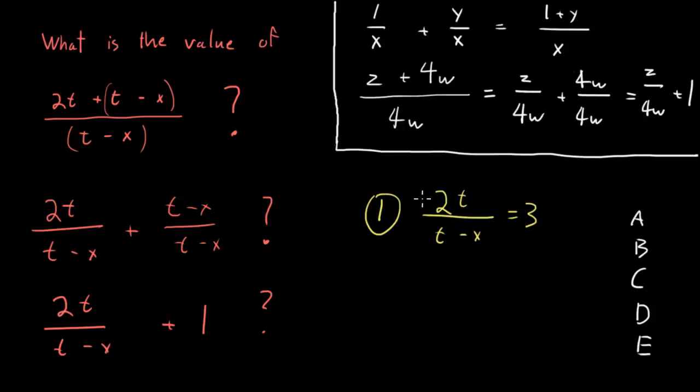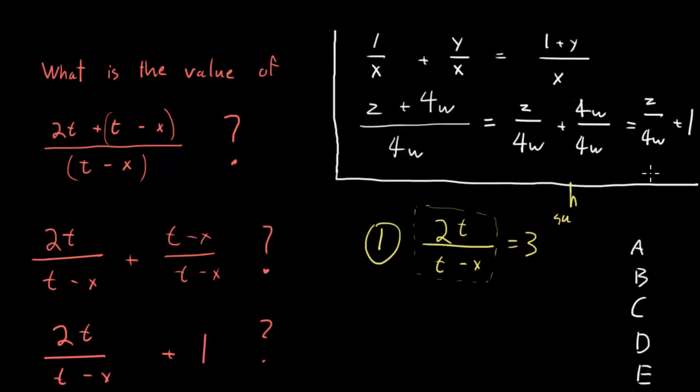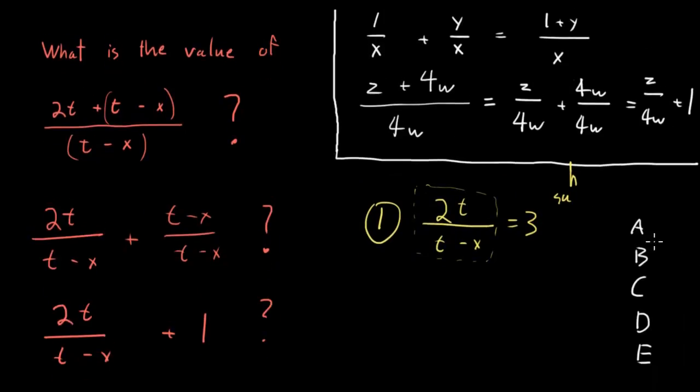But we might notice that this expression is this expression. So actually statement number 1 tells us that this whole thing is 3. So our question is just, what is the value of 3 plus 1? And that is something that we can answer with a value. So statement number 1 is sufficient. And that gets rid of answer choice B, answer choice C, and answer choice E.